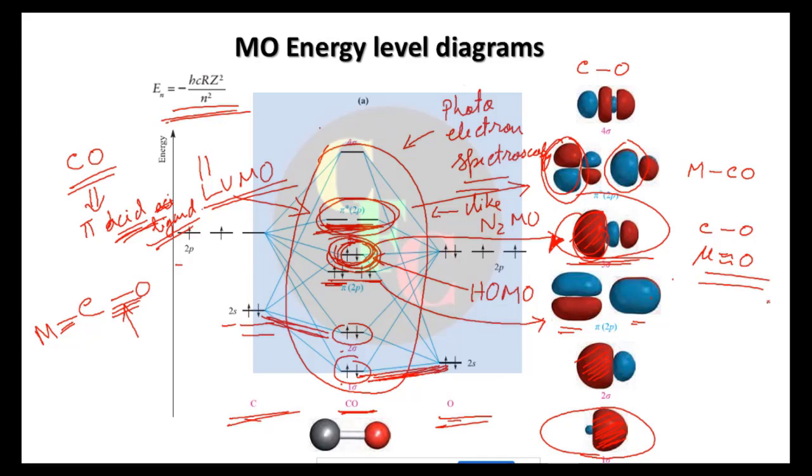That's why these two facts can be explained only by molecular orbital theory, that carbon monoxide binds metals through the carbon side and has nearly zero dipole moment, right? So with this we come to the end of today's lecture. In the next lecture we will study the pi molecular orbitals of olefins, right?